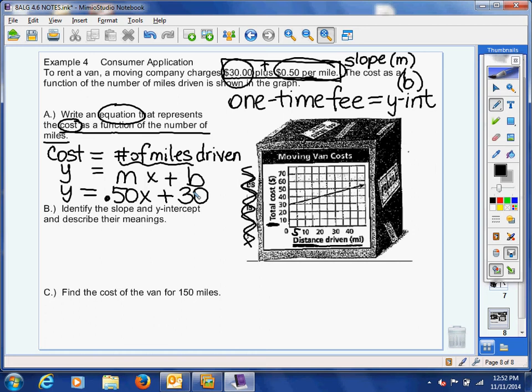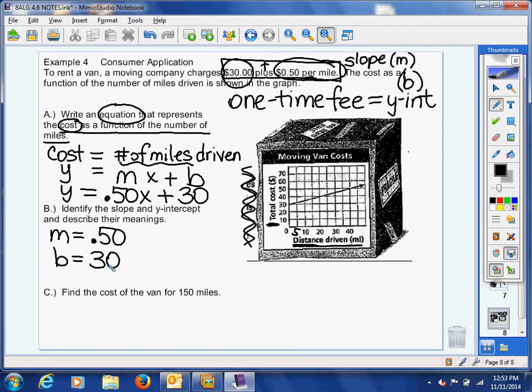All right, moving on to B, we want to identify the slope and the y-intercept and describe their meanings. Now, if you're writing an equation, you should somewhat know which one's the slope and which one's the y-intercept anyway. So we'll just say slope is 0.50 and the y-intercept is 30. So there we've identified it. The hardest part of this is we're going to have to tell what it means, and perhaps the graph would be the best way to help in this situation.